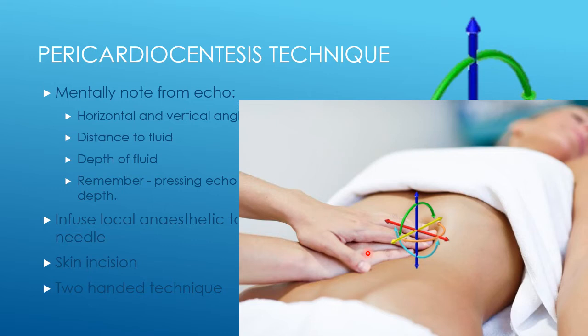Then make a small skin incision. If you're using the pericardiocentesis needle, it won't go through the skin without the obturator, and it is generally easier to have a small skin incision first. And I would urge you to have a two-handed technique. I'll show you more what I mean towards the end.